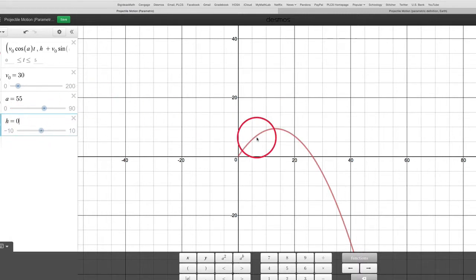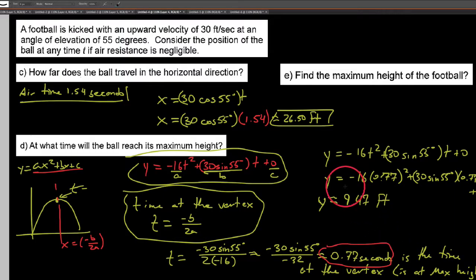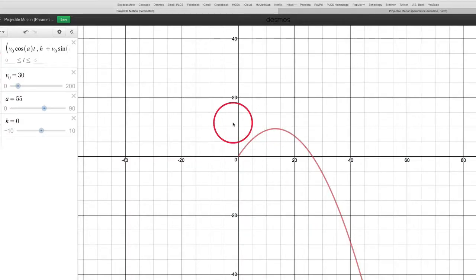When we talk about where it reaches its maximum height, it's kind of hard to see here, but we'd say this would be 5, 10, 15, 20. Right here, 0.77 seconds later, we would reach a maximum height, and that maximum height occurred at 9.47 feet off the ground. So looking at this picture, it is about 9.47 feet off the ground, and that would have happened at 0.77 seconds.